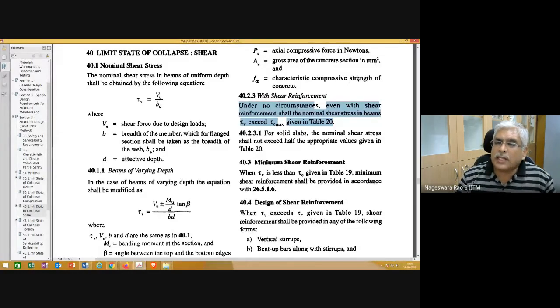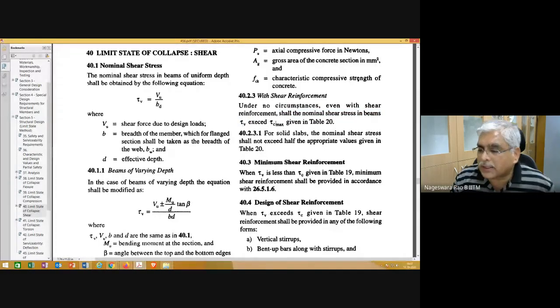But here something else is also mentioned. Even when you provide shear reinforcement, I designed for the balance shear that I need to take care of. Even when you do it, under no circumstances, even with shear reinforcement, shall nominal stress in beams tau v exceed tau c max. Just now we provided shear reinforcement for the difference between tau v and tau c. But we also need to limit whatever nominal shear stress is coming.